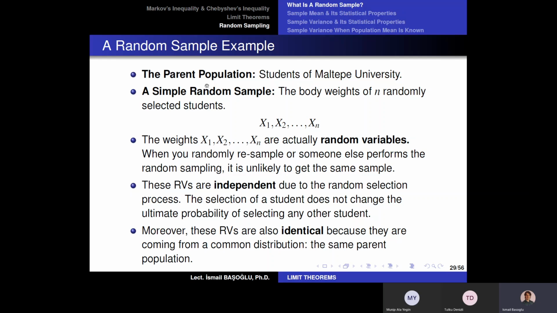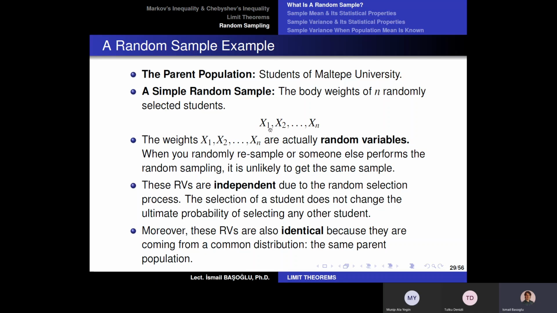So let's just say my parent population is the students of Özyeğin University, and the simple random sample that I have is the body weights of n randomly selected students. And these n randomly selected students are actually random variables because we have not selected yet. We do not know which students we are going to select.